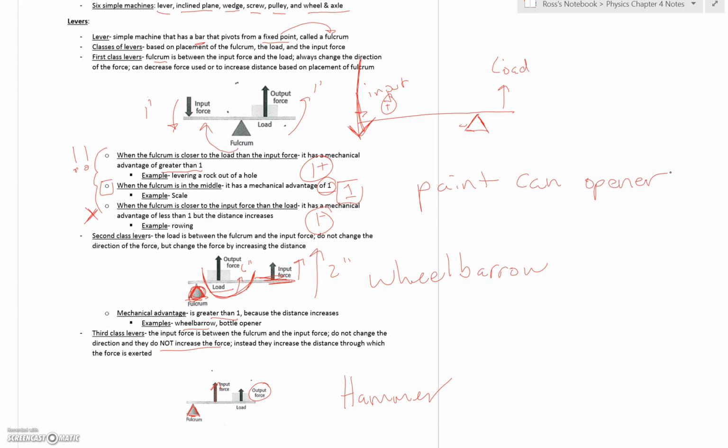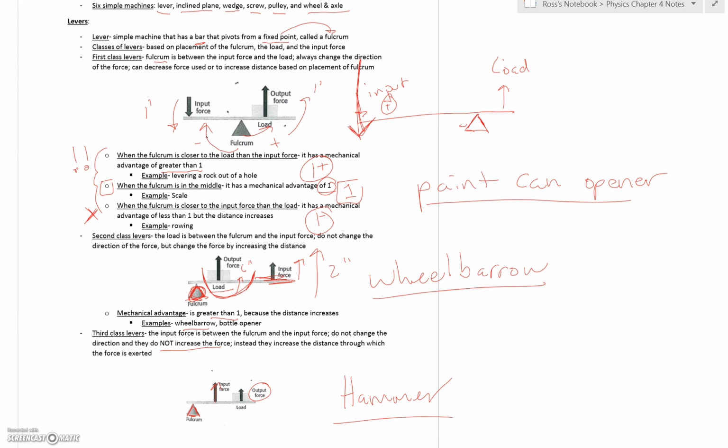So if you generally think about first class levers as this, second class as wheelbarrow, and third class as the hammer, that will at least get your mind thinking about an actual example, and then from there you can figure out where the fulcrum is, where the input and output forces are. Within first-class levers, you can change the mechanical advantage by moving this fulcrum around. Closer to the load or closer to the input force will increase or decrease the mechanical advantage.